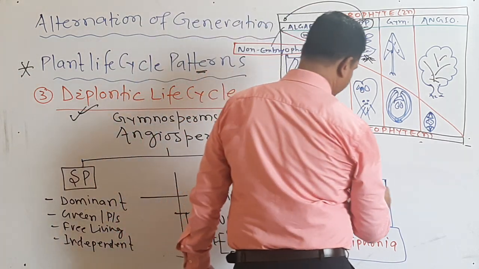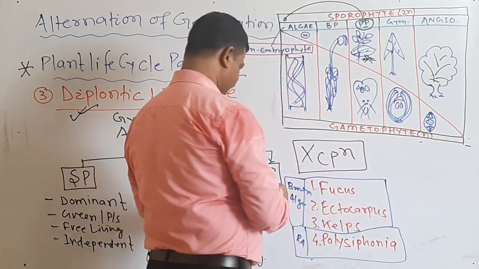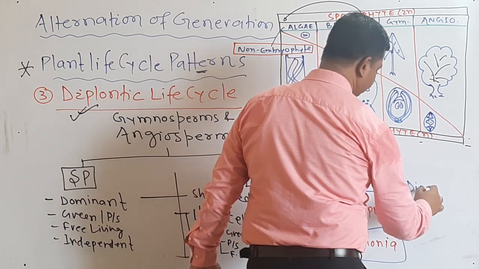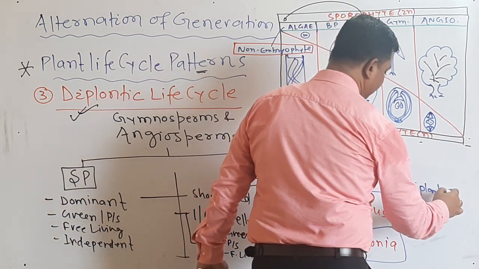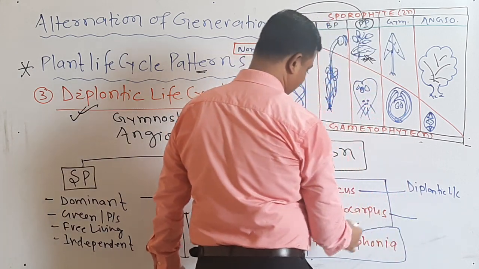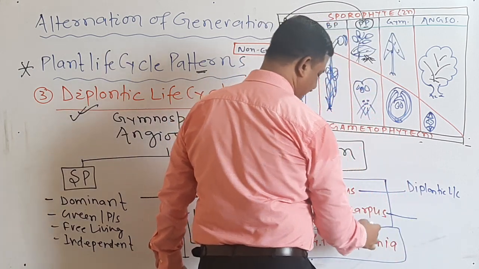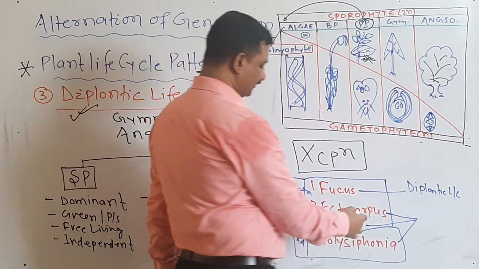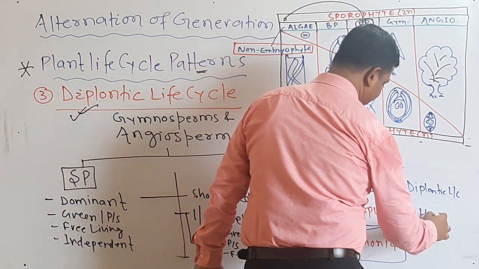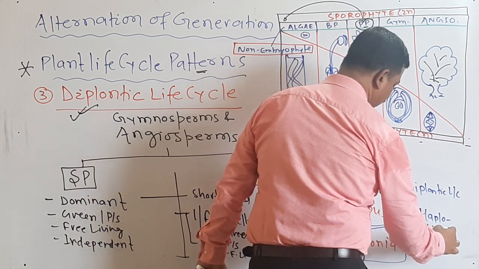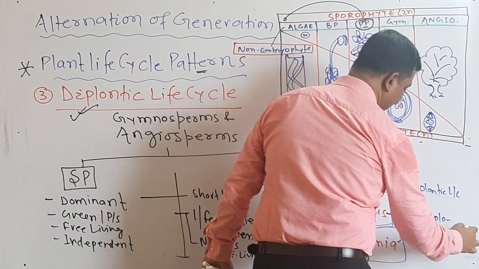And this Fucus, right, this Fucus will execute a diplontic life cycle, while all these 3, Ectocarpus, Kelp, and Polysiphonia, will execute a haplodiplontic life cycle.